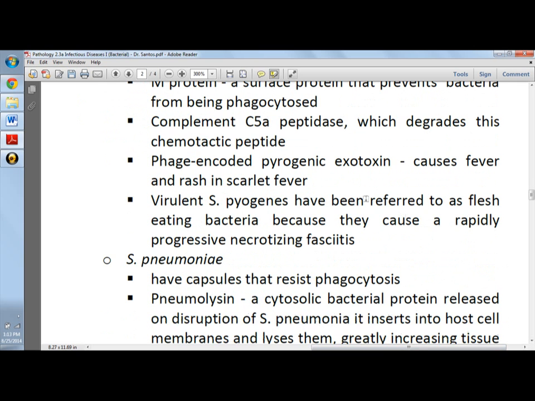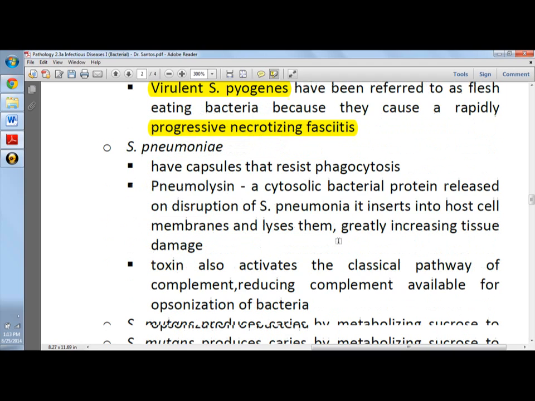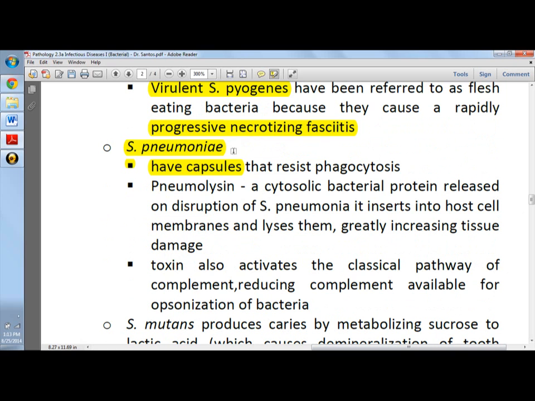So S. pyogenes, the M protein, again, antiphagocytic, and the complement C5a peptidase, and the phage-encoded pyrogenic exotoxin. S. pyogenes is the one that can cause what? Again, progressive necrotizing fasciitis. S. pneumoniae has capsules again that resist phagocytosis. So very characteristic of S. pneumoniae that is not present in other strep infections is pneumolysin.